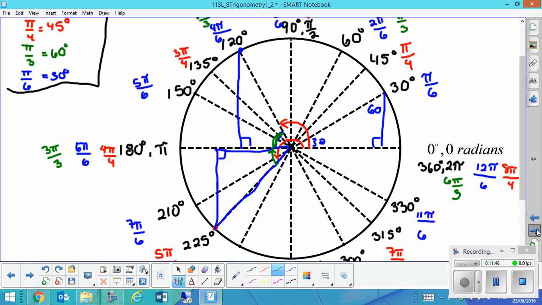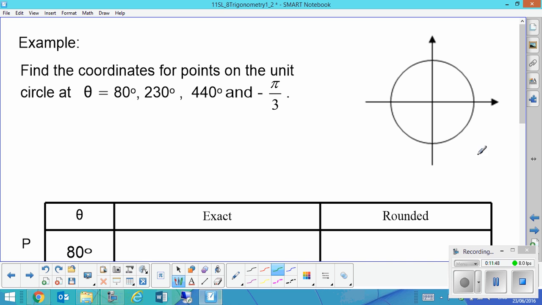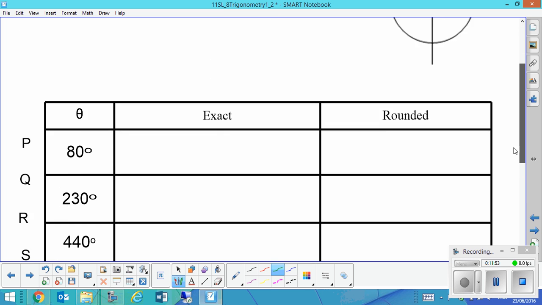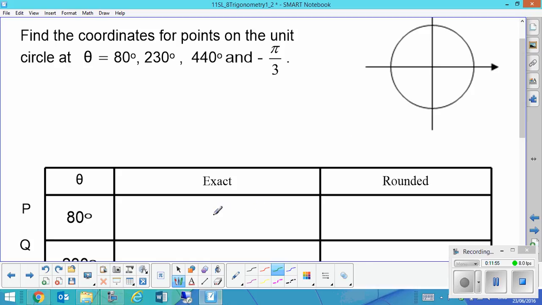So that's the first thing we'll probably do when we get to class, is look at this example where we've got 4 different points around the circle. We want to get the exact coordinates in terms of sine and cos, and then around 1.